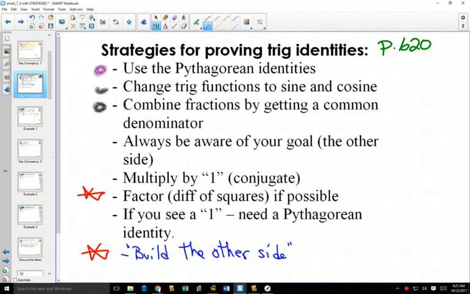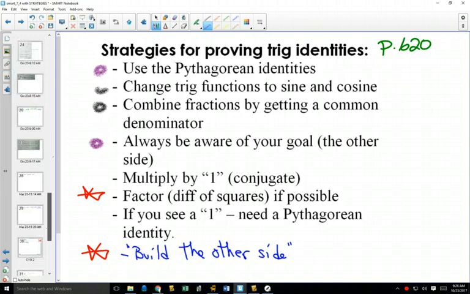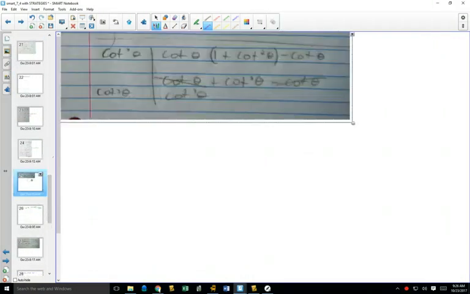It also highlights this strategy. Always be aware of your goal. Don't work on one side without being aware what's on the other side. And what I mean in this question is once this person saw the Pythagorean identity, once they did this right here, can you see that the left-hand side, the only trig function is cotangent, and the right-hand side, the only trig function is cotangent?